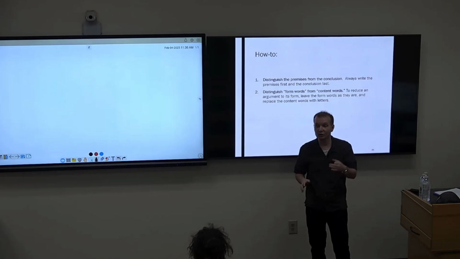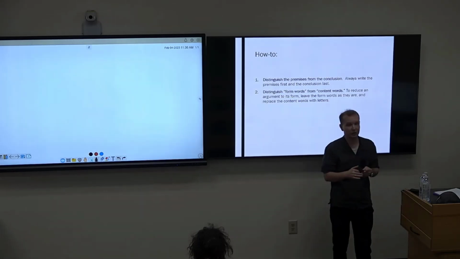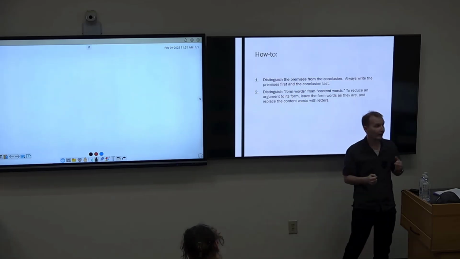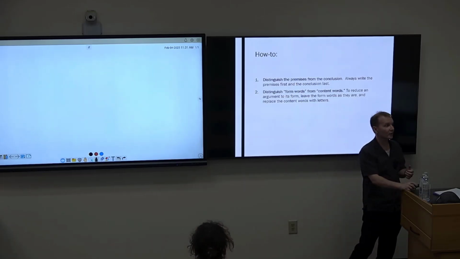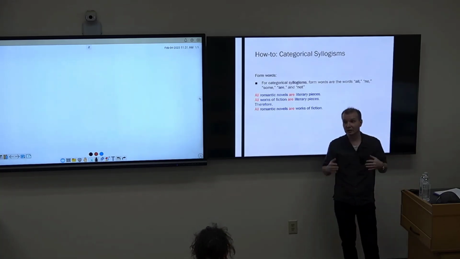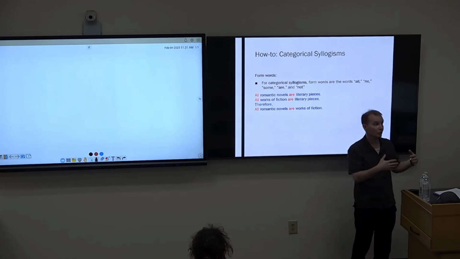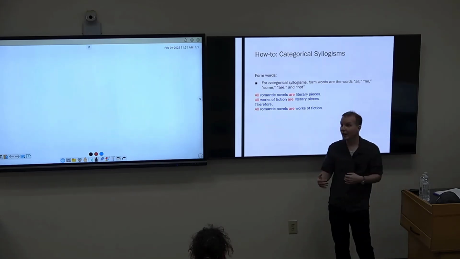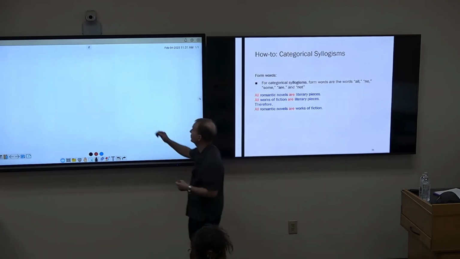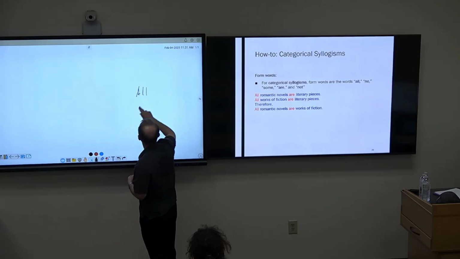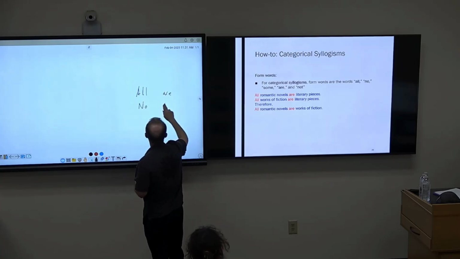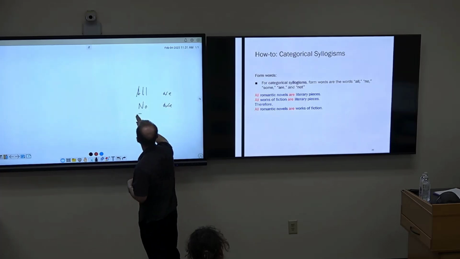Then you have to distinguish form words from content words in order to actually extract the form. That is sometimes a little bit tricky, but with a little practice you can do it. For example, in categorical syllogisms, the actual form words would be all, are, and sometimes are not. Are not goes with some. If you have all or no, it will always be just are.